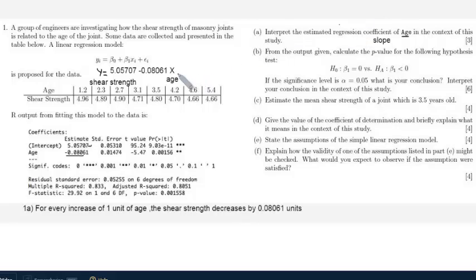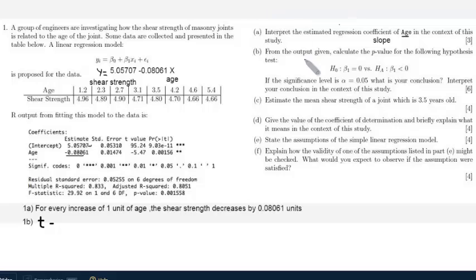Every time this kind of thing is given, you say the interpretation is: for every increase of 1 unit of x, the y, here in this case shear strength, would increase by this much. Here it is negative, so you will say decrease. If positive, you will say increase by this much amount. That's how you would interpret the slope. This is beta 1, also known as the slope.